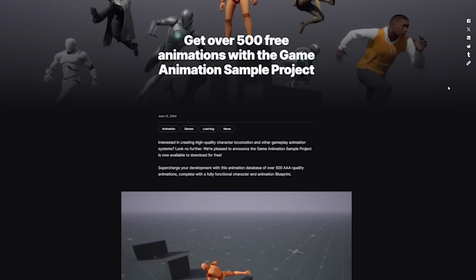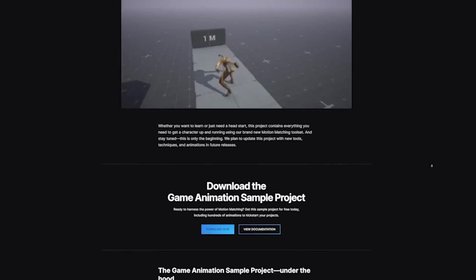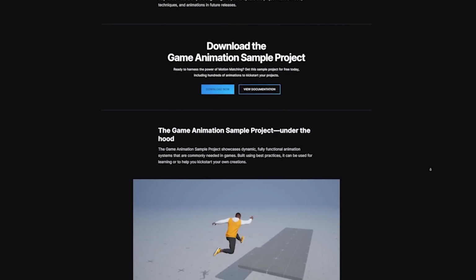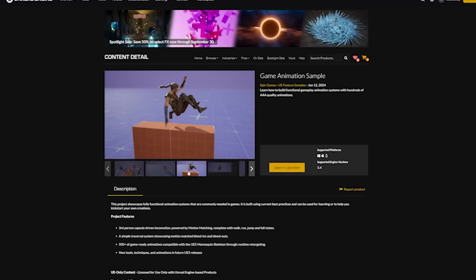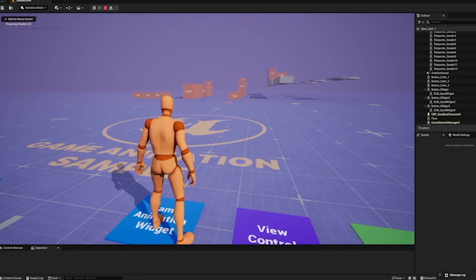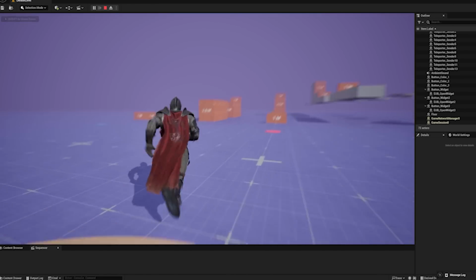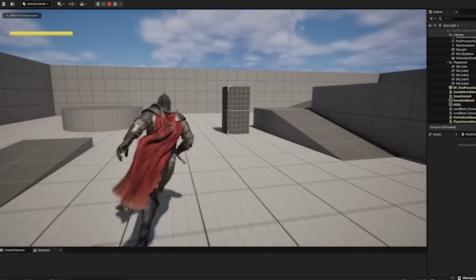Knowing how motion matching works and the potential it introduces to the game, it was time to implement it into the project. Now, the best thing about it is Epic released a game animation sample project that is using motion matching with an already existing animation database built from over 500 different animations. I added my own knight character and tweaked it to be usable within the motion matching sample project and then re-imported it back into my game.